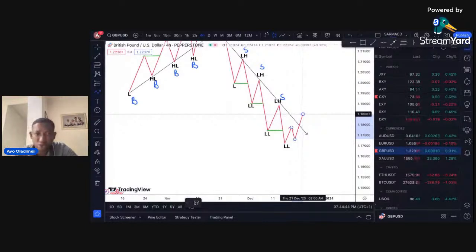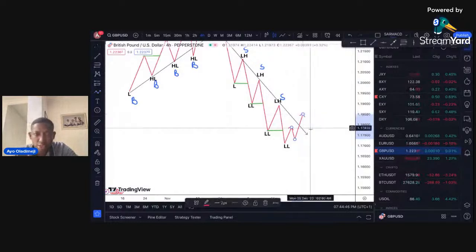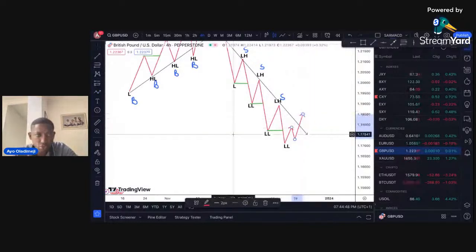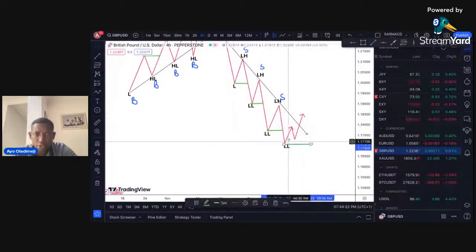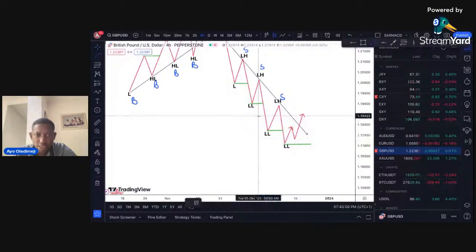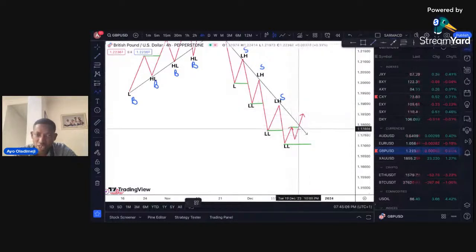So this is what I'm saying. For the downtrend to continue, it's supposed to break this low. But if it comes and doesn't break this low, but instead it comes this way, and then it gives you this high and breaks this high, then once it breaks this high, you can see that the trend is about to change.